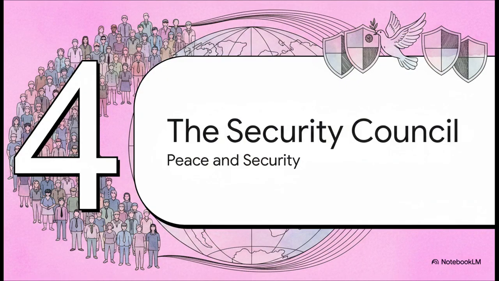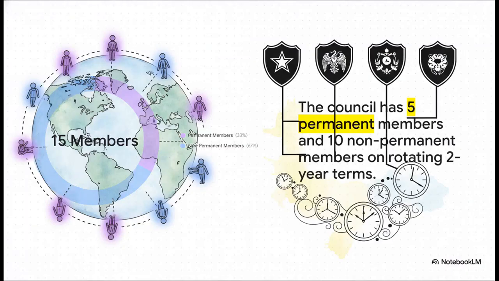All right, now let's switch gears. We've talked about the big, inclusive General Assembly. Now we're going to look at the UN's other center of power, the much smaller and way more focused Security Council. Its entire job is right there in the name, maintaining international peace and security. That's it. And the setup here is totally different.